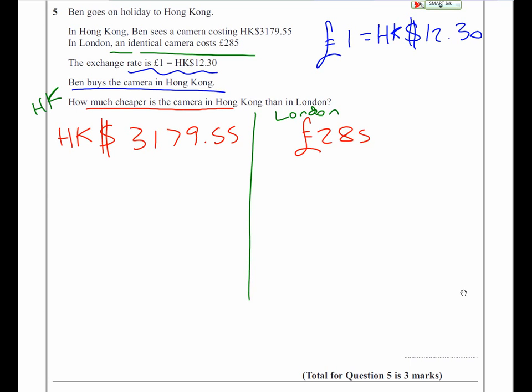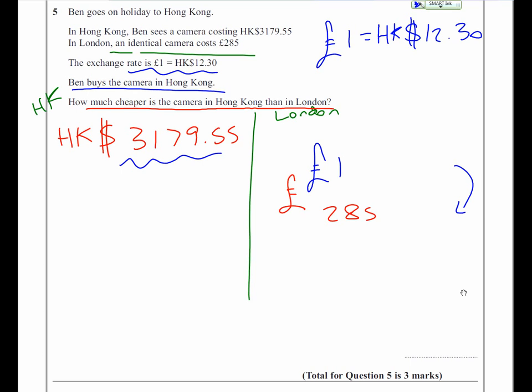How much cheaper is the camera in Hong Kong than in London? So it's a comparison question. Do we need to give our answer in pounds or Hong Kong dollars? It doesn't say. No, it doesn't say. Okay, fair enough. So, 285. Well, we know that £1 is 12.30 Hong Kong dollars. I'm just going to use dollars if you don't mind. You know what I mean. We want to know how to multiply up. So to get from 1 to 285, times by 285.